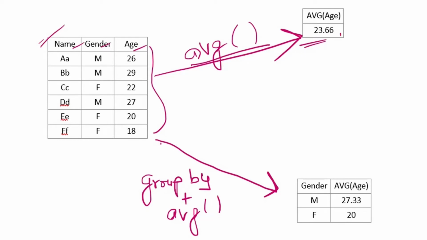But let's say this time I want to know the average age for each category within this gender column, which is male and female. And this is where the GROUP BY clause comes into the picture. GROUP BY allows us to use an aggregate function to get this kind of outcome. So over here we have the average age for each category within the gender column respectively. Let's jump into pgAdmin to understand this on the data from our DVD rental database.